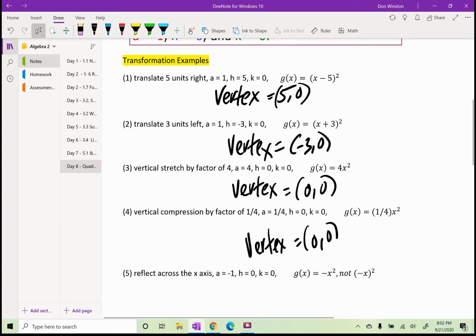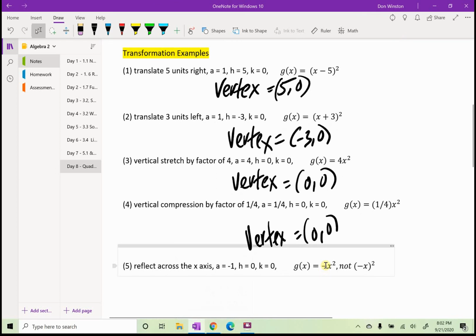Let's look at the next transformation. Now we're going to reflect across the x-axis. So A will now equal negative. Remember yesterday I said that if A is negative, then we'll have a sad graph. If A is positive, we'll have a happy graph. So here we're just going to reflect across the x-axis.